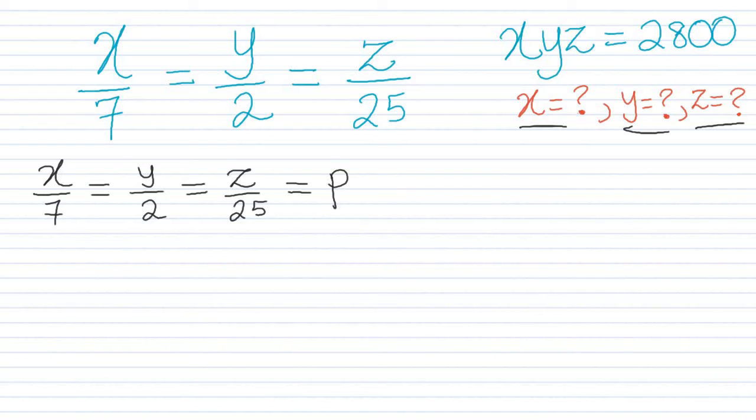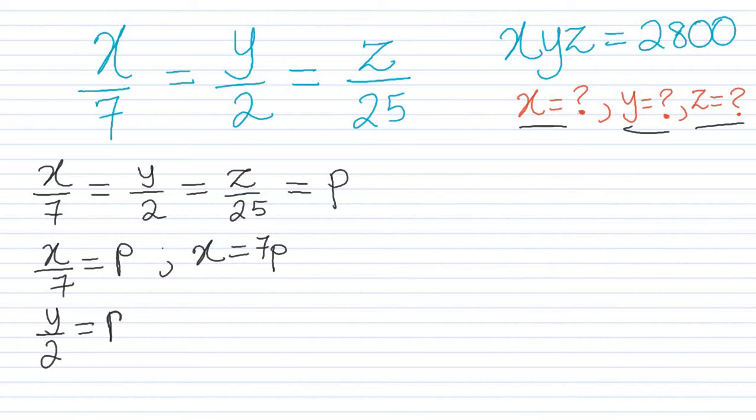So we're going to say x over 7 equals y over 2 equals z over 25, and each one of these fractions equals p. For the first part, we have x over 7 equals the unknown number p. We can therefore make x equal to 7p. We can do the same thing for y. Y over 2 equals p, hence y equals 2p. And then we have z over 25 equals p, hence z equals 25p.